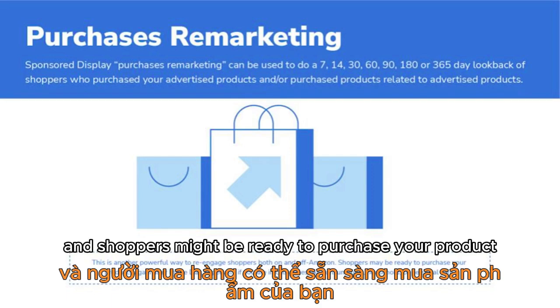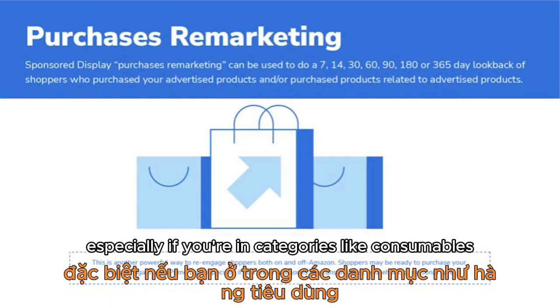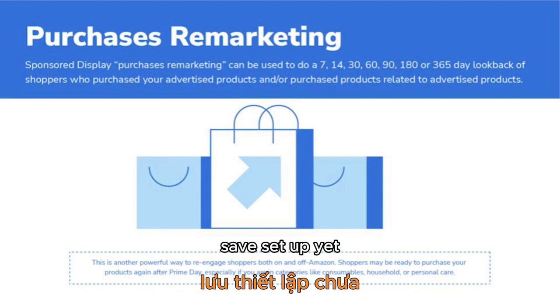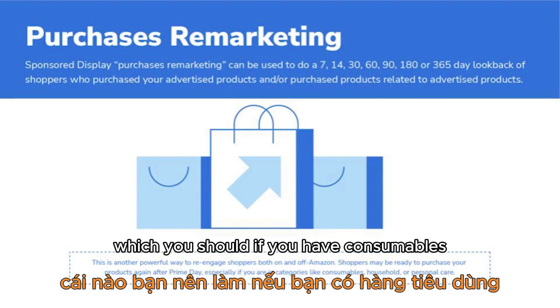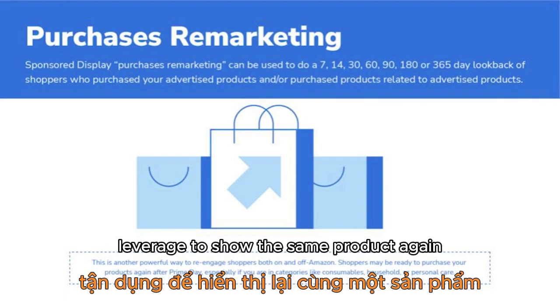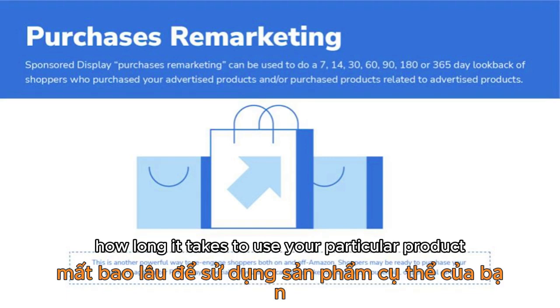And shoppers might be ready to purchase your product again after things like Prime Day, especially if you're in categories like consumables, household, or personal care. So if you have any kind of product where maybe you don't have Subscribe & Save set up yet, which you should if you have consumables, this might be something you can leverage to show the same product again to a shopper 30 days, 60 days out, depending on how long it takes to use your particular product.